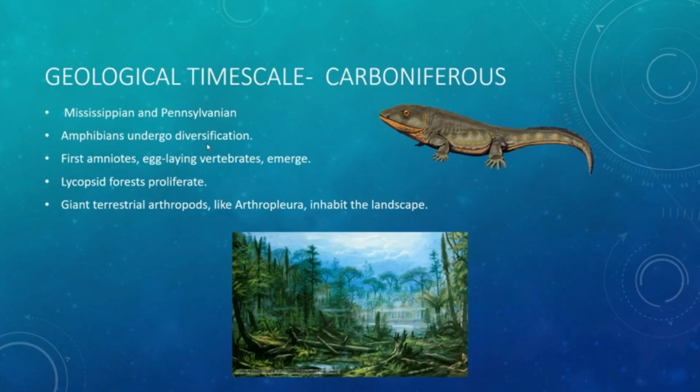terrestrial tetrapods. The Carboniferous, which was divided into the Mississippian and the Pennsylvanian, was when the amphibians underwent diversification. The first amniotes, the egg-laying vertebrates, emerged. The Lycopsid forests proliferated. Giant terrestrial arthropods like Arthropleura inhabited the landscape.